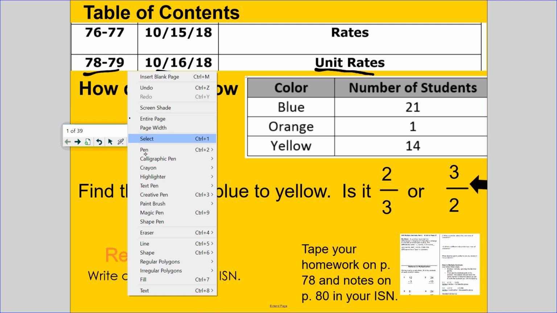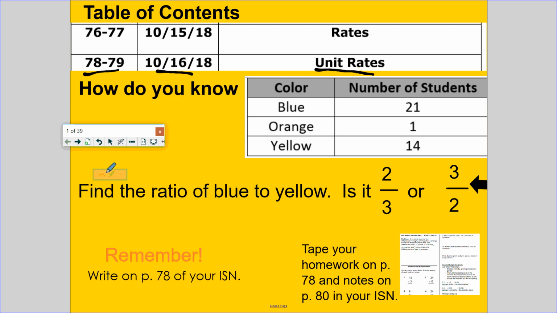So before we do that, we need to talk about our number routine. I need you to open up your notebook to page 78. It says, how do you know? This is about colors and number of students. 21 students chose blue, 1 student chose orange, 14 students chose yellow. Find the ratio of blue to yellow. Is it 2/3 or 3/2?